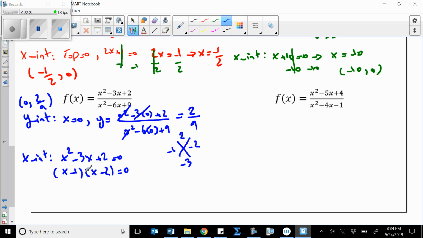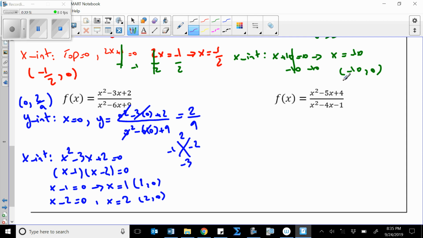Now we just need to set each factor equal to 0 to solve for x. Because if you have something multiplied by something equal to 0, that means one of those things is equal to 0. So you set each of them equal to 0. From here, x minus 1 equal to 0, so x is equal to 1, and x minus 2 equal to 0, so x will be equal to 2. So the x-intercepts are 1 and 0, and 2 and 0.